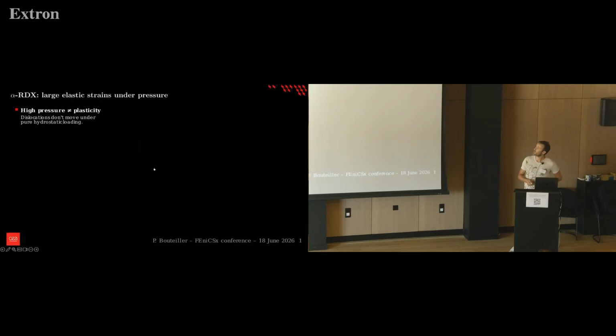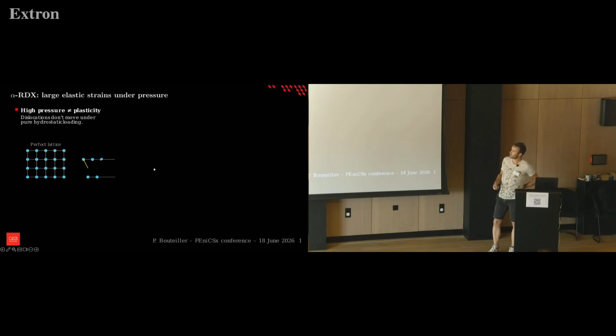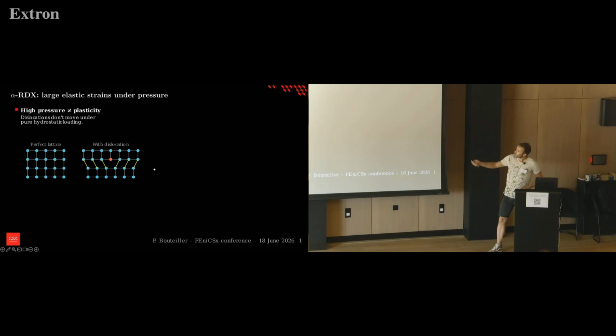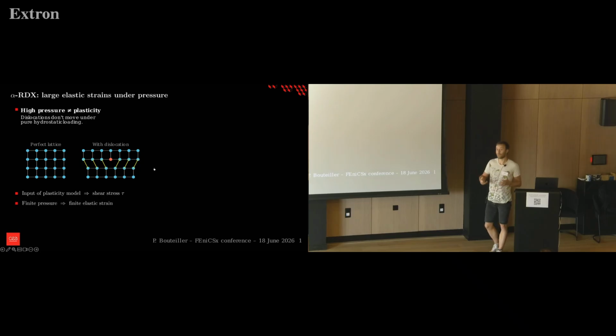Why would I say low deviatoric stress? Because when you have a very, very high pressure, it won't necessarily trigger any inelastic mechanism such as plasticity. When you look at a lattice, either it's perfect or with dislocations, and when you compress it, it won't break bonds and it won't make the dislocations move. So as an example, when you think about plasticity, most of the time the input of the plasticity model is shear stress, which means that you can have a very, very high pressure, very high elastic deformation because of pressure, but you have a low deviatoric stress because it's bounded by plasticity.